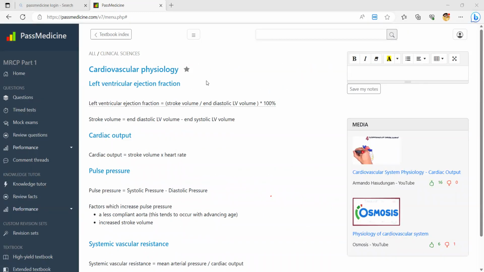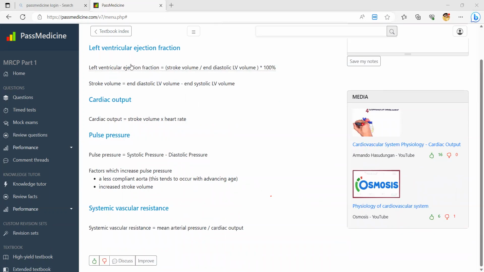Now the left ventricular ejection fraction. Some physiology we have to know. See, how you measure left ventricular ejection fraction: that is stroke volume divided by end diastolic volume, times 100. These calculations sometimes they ask, as it is basic science, so you have to know. Another one is stroke volume: how you measure it, that is end diastolic volume of the left ventricle minus end systolic volume of the left ventricle. By this, you can calculate the stroke volume, and after calculating stroke volume, you can put it in this calculation and calculate the left ventricular ejection fraction.